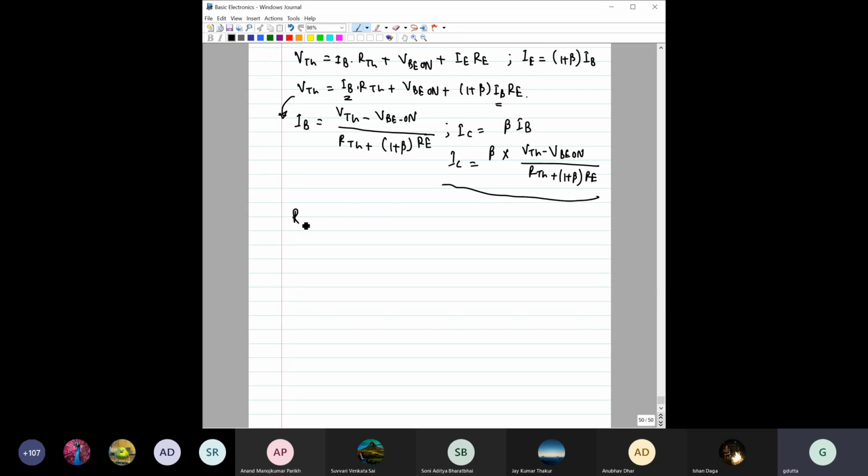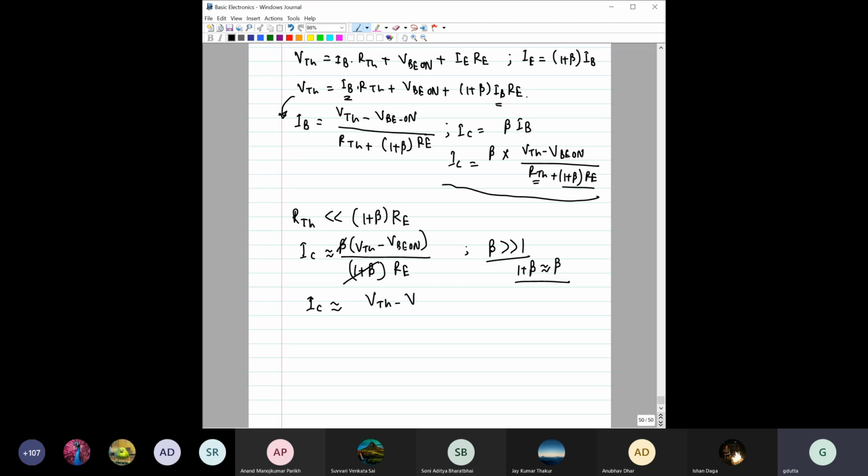Now suppose we choose the value of RTH such that RTH is much less than (1 plus beta) RE. That means this part is much less than this part, so we can neglect it. Then IC will be nearly equal to beta times (VTH minus VBE) divided by (1 plus beta) into RE, right? Again, what is beta? Beta is much greater than 1, in the range of 100, say. So we can write 1 plus beta as approximately beta. Then this part and this part cancel out, so IC would be equal to (VTH minus VBE) by RE, right?